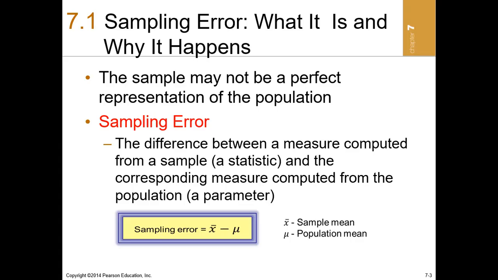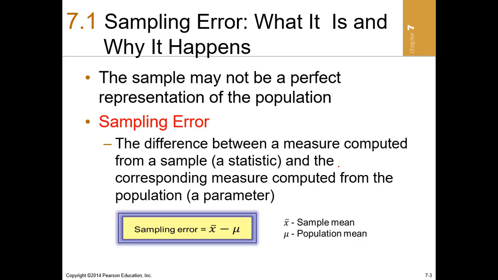Now, this therefore means that the difference between any measure computed for a sample and the corresponding measure computed from a population is called sampling error. All right, the difference between any measure computed for a sample and the same measure computed for the entire population is called sampling error. So it means that the difference between a sample mean and a population mean will be called the sampling error of the mean. The difference between a sample standard deviation and a population standard deviation will be called sampling error of the standard deviation. All right. So any difference between any measure computed for a sample and a corresponding measure computed for a population is called sampling error.